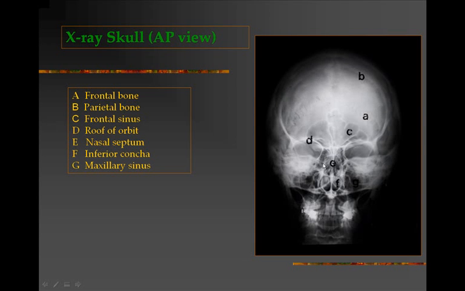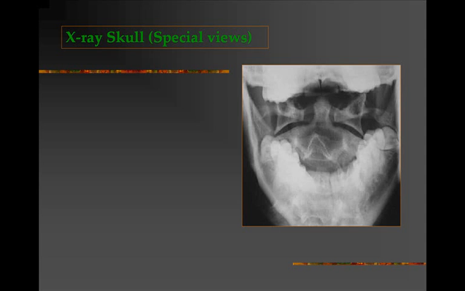One can see the nasal cavity with the midline nasal septum, and on either side of the nasal cavity are the maxillary air sinuses. One also sees the oral structures such as the teeth and the mandible. Due to the fact that there are several overlapping bony structures seen on the standard AP and lateral views of the X-ray of the skull, several special views have been created. Let us look at a few examples of some of these special views.